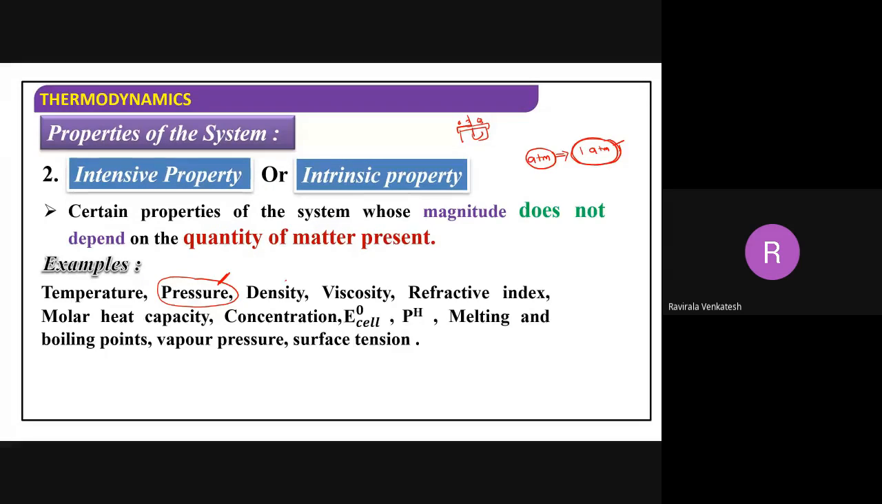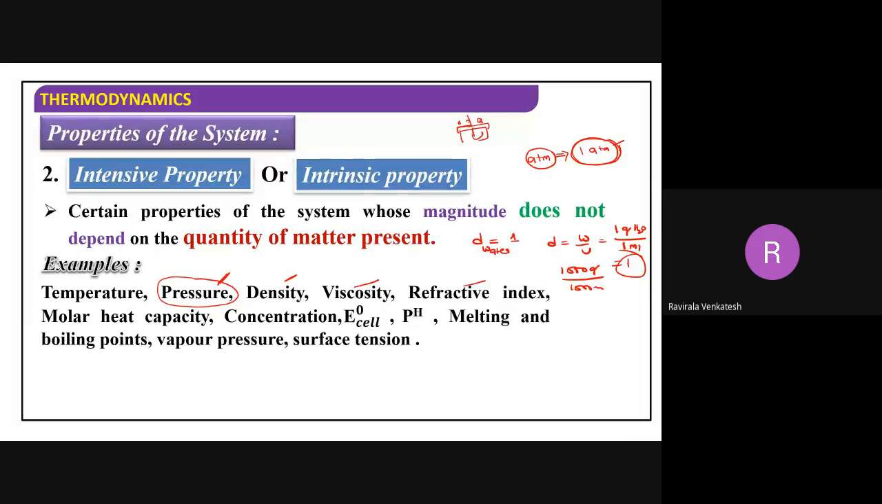Understood? The density of water will be how much? 1 only, always. Density is equal to mass by volume. Now I have taken 1 gram of water. What is the volume of 1 gram of water? 1 ml. So we get 1 only. If I take 1000 grams of water, the volume will be 1000 ml, so again we get 1 only. So density of water does not depend upon quantity. Viscosity, refractive index too.